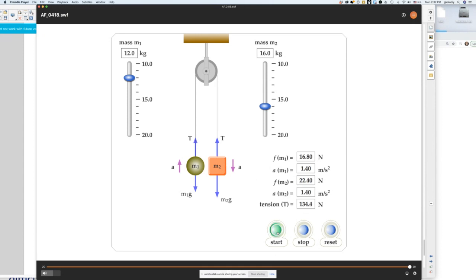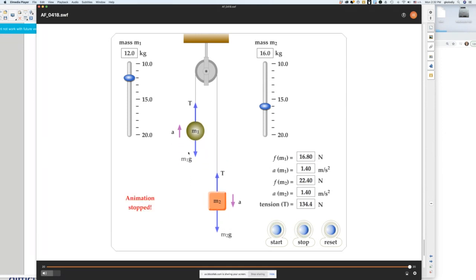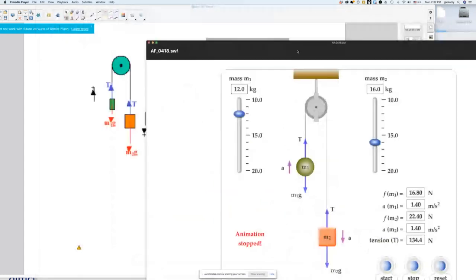But first of all, let's just do the simulation. So you notice what happens. This is accelerating up. This is accelerating down at the same rate. This is A, this is A. Also, this is T, then this is T also. Okay. So let's see how you come up with these numbers. And in this simulation, you can change the masses here if you want.